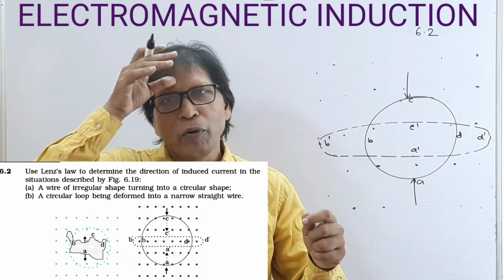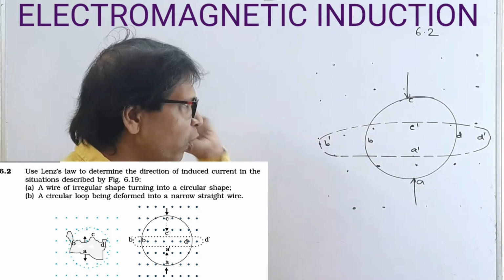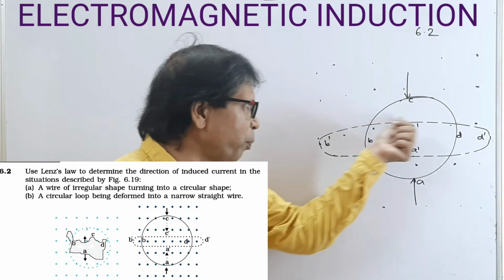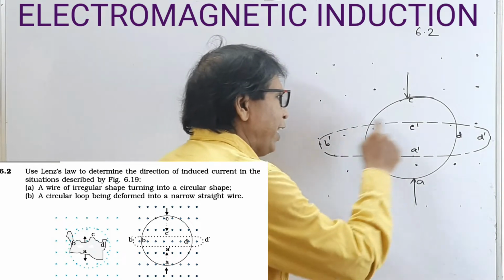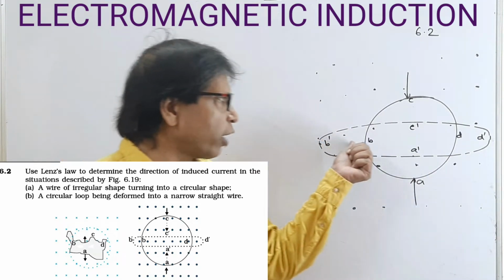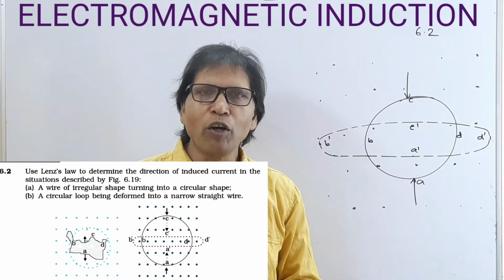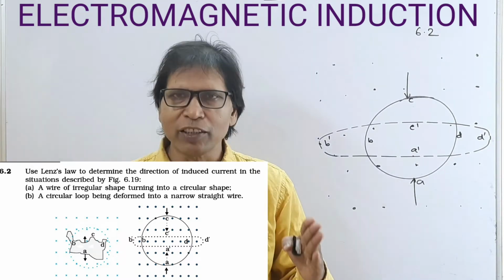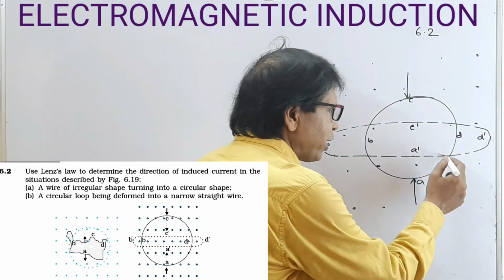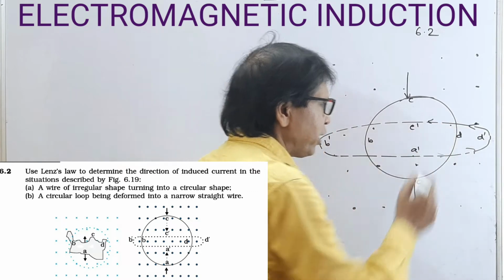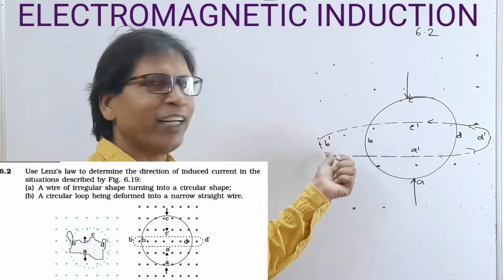Look at this, for a given perimeter, the area of a circle is maximum. When it is formed in the shape of an ellipse, its area is less. As area decreases, the number of dots in it decreases. That is, the south pole moves away from the coil. So the current induced in it is anti-clockwise. That is, the direction of current becomes, look at this direction, that is A dash, D dash, C dash, B dash.